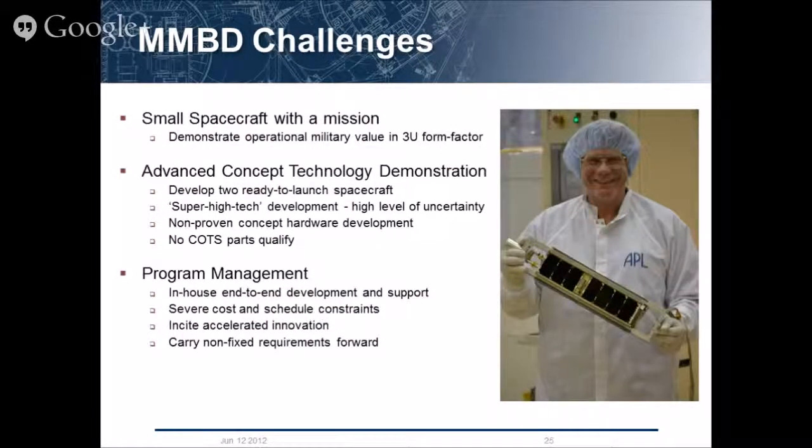So we had a mission. We were doing an advanced concept technology demonstration for the United States government and then going into residual ops. The program management challenge: in-house, end-to-end development, and I had 10 months to get to PSR. Severe cost and schedule constraints. We had to have an accelerated path, and we couldn't take fixed requirements at that point. So I had 10 months, $5 million in the budget, and 2 spacecraft to build.